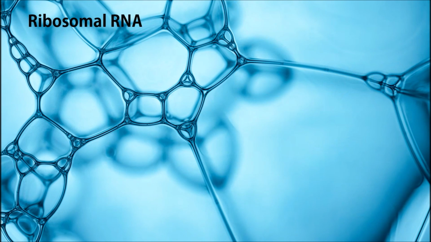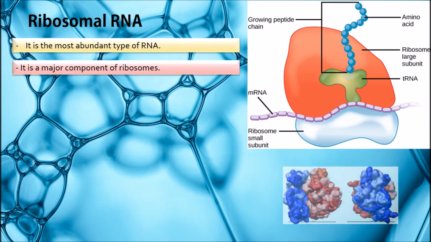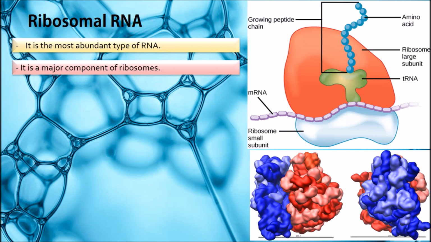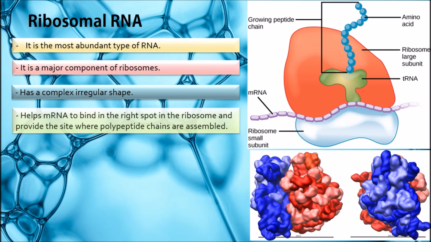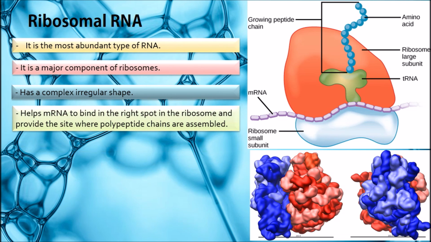Ribosomal RNA. It is the most abundant type of RNA. It is also a major component of ribosomes. rRNAs have a complex irregular structure. It helps mRNA to bind in the right spot in the ribosome and provides the site where polypeptide chains are assembled.